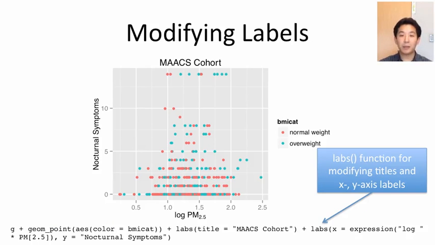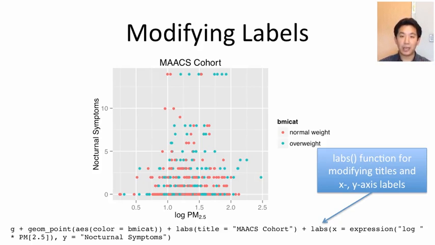You can modify the labels with the labs function. So the labs function I've called a few different times. I've added on to my basic plot. So the g object, remember, it's just the data frame plus the x and y coordinates. Here I've added the geom_point function, and I've assigned the color variable to BMI category. So now the 2 different BMI categories are in 2 different colors.